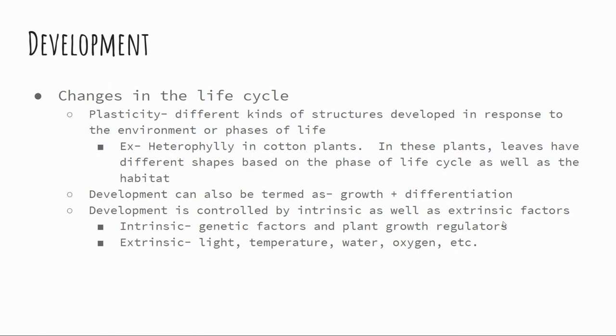So development can also be termed as growth and differentiation. Development is controlled by intrinsic factors as well as extrinsic factors. So with intrinsic, in 7.2, we're going to talk about growth hormones, different types of plant growth regulators. And then the extrinsic factors, of course, light, temperature, water, oxygen, maybe some other type of threat, maybe some other type of plant which is limiting certain types of nutrient intake, which could cause plants to grow in different ways.